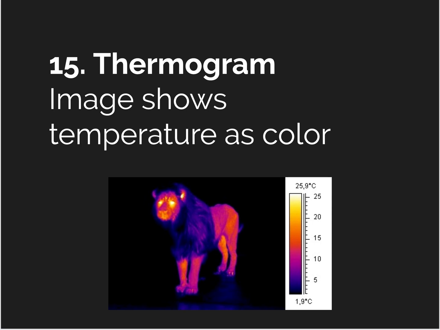A thermogram is an interesting scientific technology. This image shows temperature as color. You can see the darker the colors represented in a thermogram, the cooler the part of the object. The lighter the color, look at the eyes and the ears, this white, yellow color, the hotter the temperature, the higher the temperature. So remember, therm means something to do with heat or thermal energy. This right here is a thermogram.